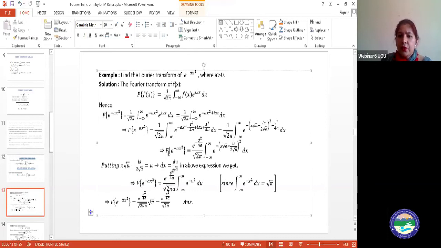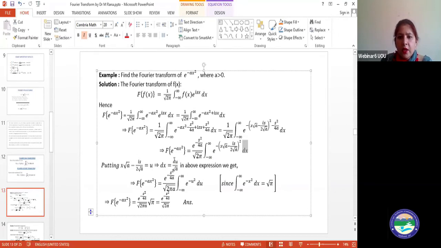So you can write the Fourier transform of e raised to power minus ax square equal to this much, and this e raised to power minus s square upon 4a is constant, so we can take it outside the integration. So we'll be left with this term. Now we'll do some substitution. We'll put x root a minus is upon 2 root a as u. We also have to change dx, so dx will be du upon root a in this expression.